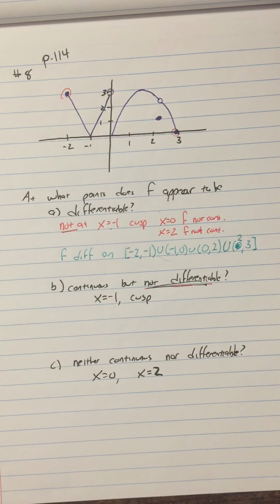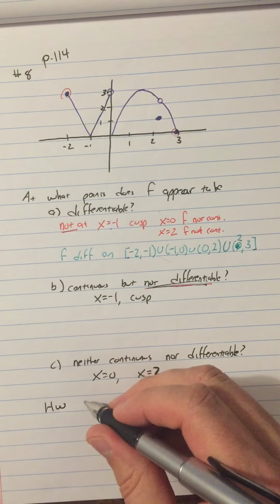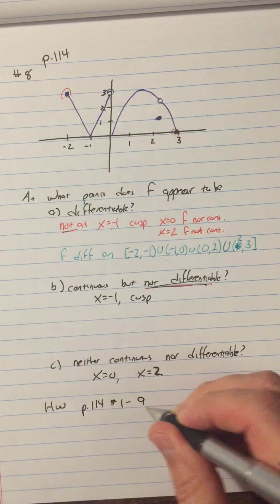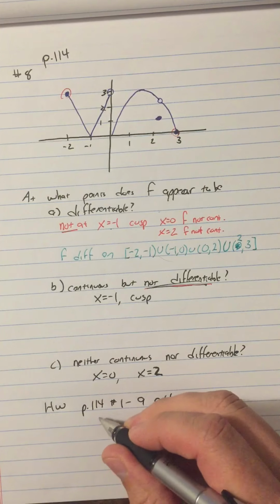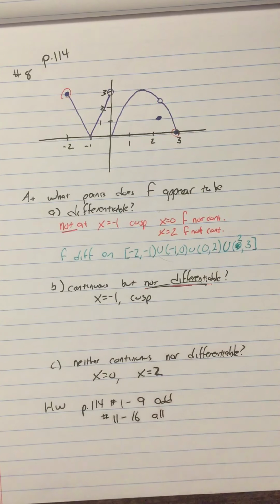So here is a homework on this. Your homework is page 114, number 1 through 9 odd, and number 11 through 16 all.